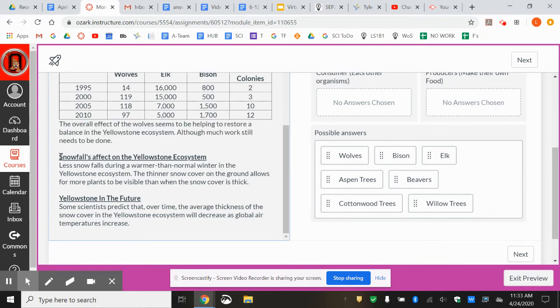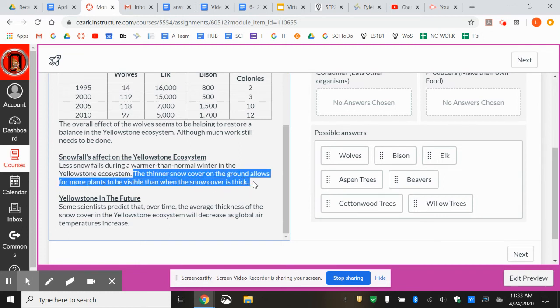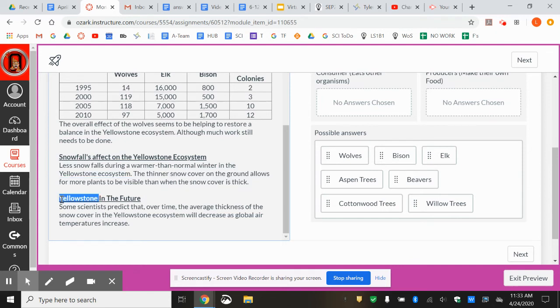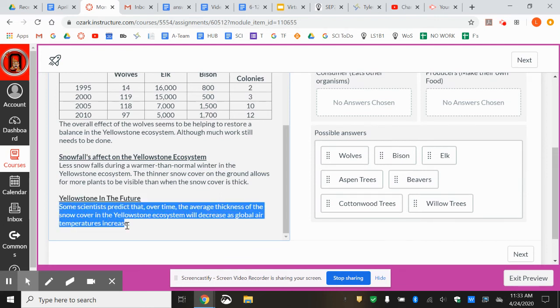All right. Snowfall's effect on the Yellowstone ecosystem. Less snow falls during a warmer than normal winter in the Yellowstone ecosystem. The thinner snow cover on the ground allows for more plants to be visible than when the snow cover is thick. Yellowstone in the future. Some scientists predict that over time, the average thickness of snow cover in the Yellowstone ecosystem will decrease as global air temperatures increase.